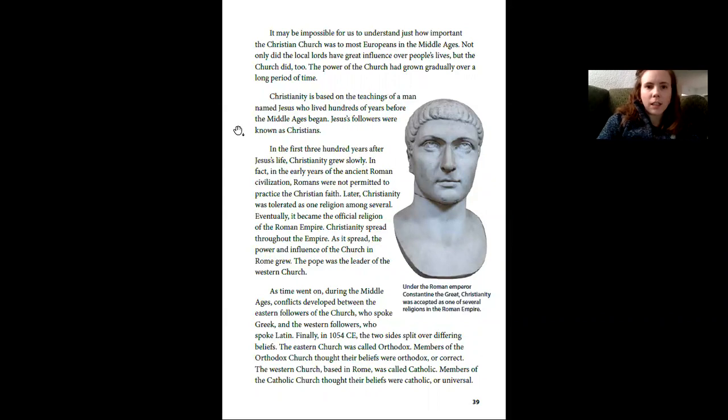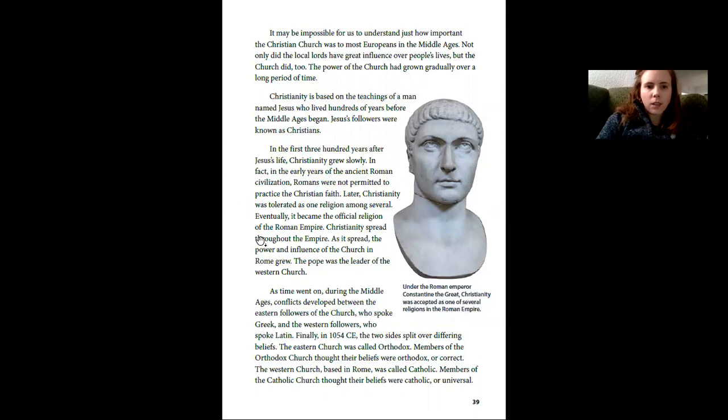Christianity is based on the teachings of a man named Jesus, who lived hundreds of years before the Middle Ages began. Jesus' followers were known as Christians. In the first 300 years after Jesus' life, Christianity grew slowly. In fact, in the early years of the ancient Roman civilization, Romans were not permitted to practice their Christian faith. That means they're not allowed, they're not permitted.